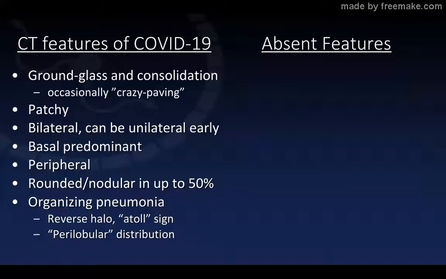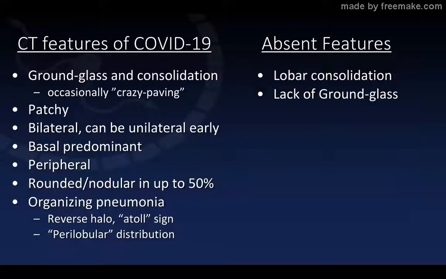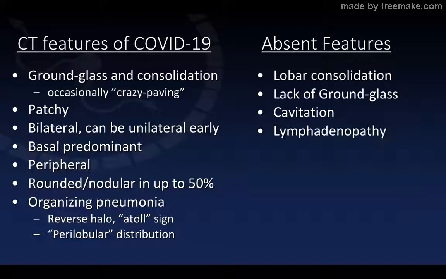It's also helpful to point out what are the absent features, at least so far seen in disease. There's a lack of lobar consolidation, more indicative of bacterial pneumonia. Cases are almost always found with ground glass, so a lack of ground glass only consolidation will be unusual. There's a lack of cavitation. No lymphadenopathy is typically seen, and lack of pleural effusion here.